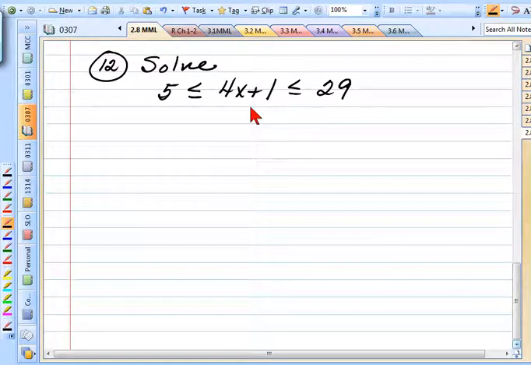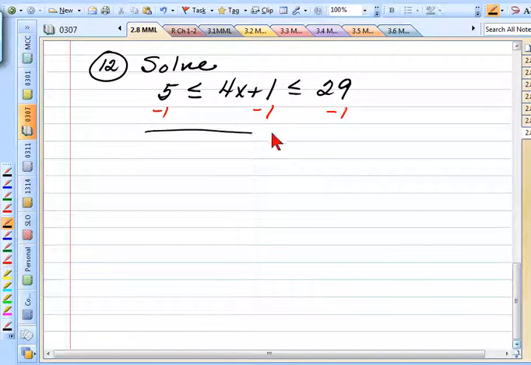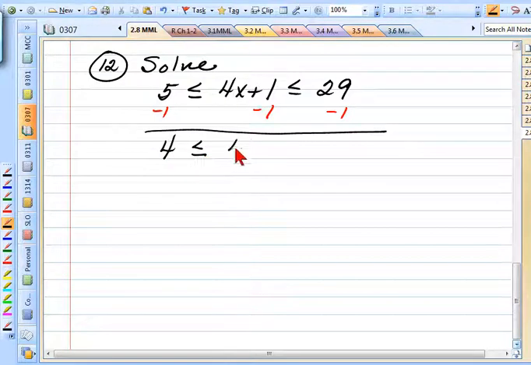Okay. When you have two things to consider, remember that you take care of getting rid of constants first, coefficients last. Maybe we'll go ahead and do it together. All right. We're going to subtract 1, because you always do that before division. So subtract 1, do it to all three parts. What does that give you? 4 less than or equal to 4x less than or equal to 28. I subtracted 1 from all three parts.